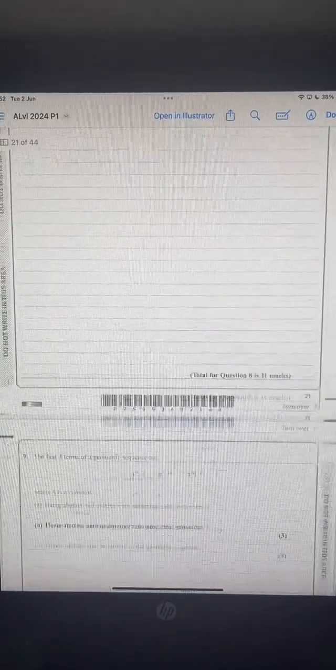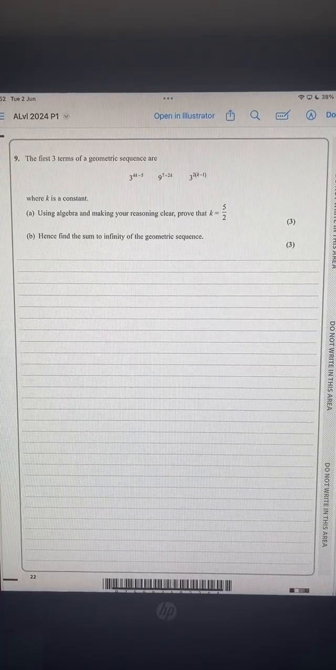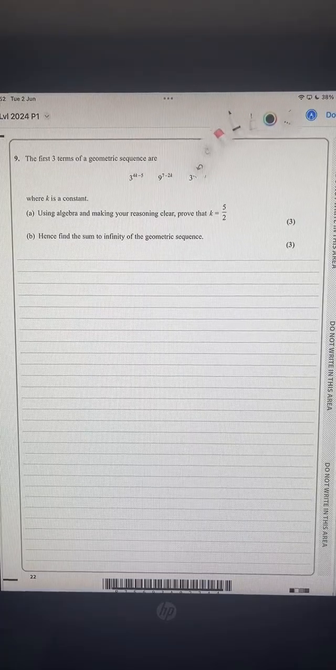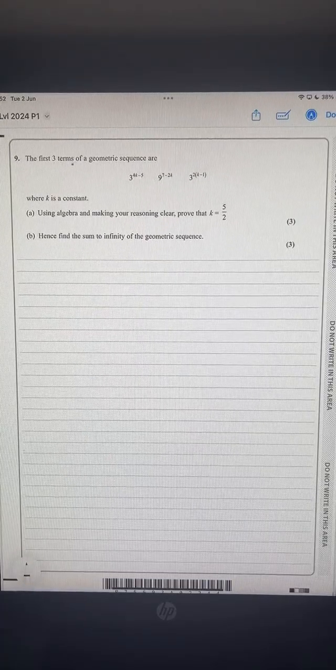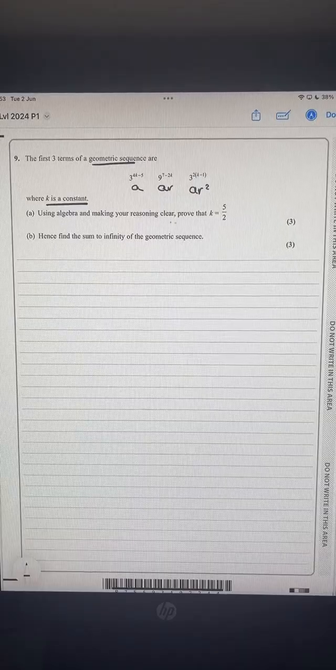Awesome. I'm going to move on to question 9. Question 9 is a nice question in the fact that they combine geometric sequences with log laws, kind of, and it's a fun question to work through. I'd be happy if you got a question like this. So the first 3 terms of a geometric sequence are these, and I always like to put these underneath them so I know what they map to, where k is a constant. Using algebra and making your reasoning clear, prove that k is equal to 5 over 2.